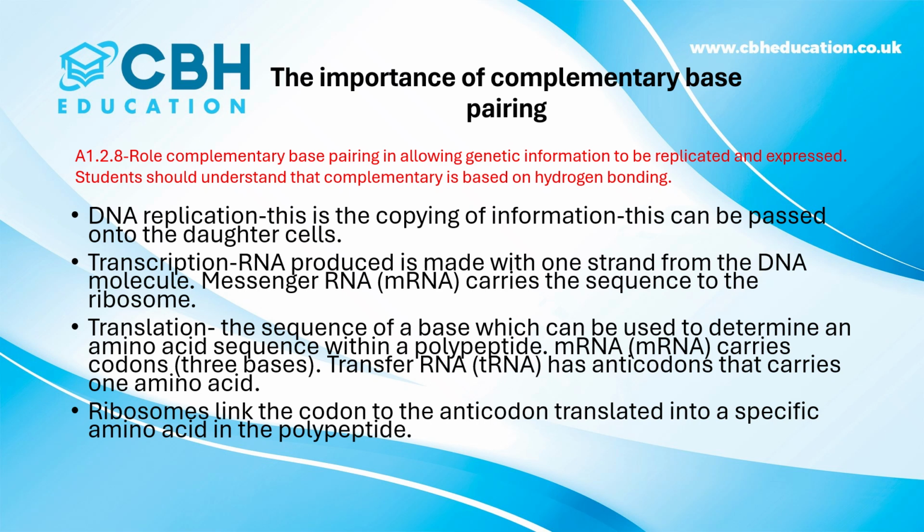Translation: the sequence of the bases can be used to determine an amino acid sequence within a polypeptide. mRNA carries codons, which are 3 bases, and then you've got this concept of transfer RNA. This has anticodons and carries 1 amino acid. Ribosomes link the codon to the anticodon and translate it into a specific amino acid in the polypeptide.